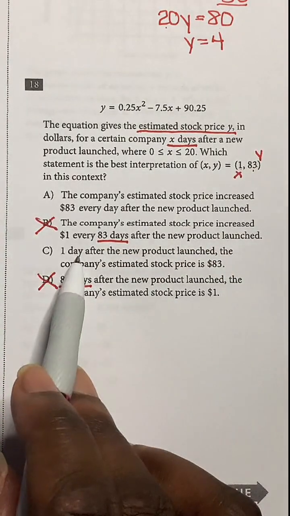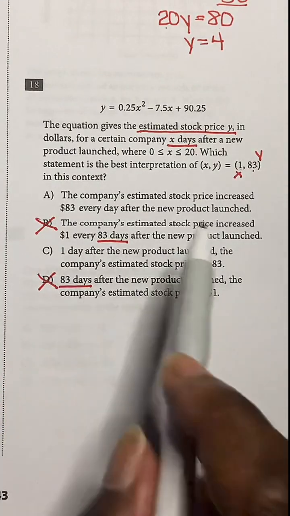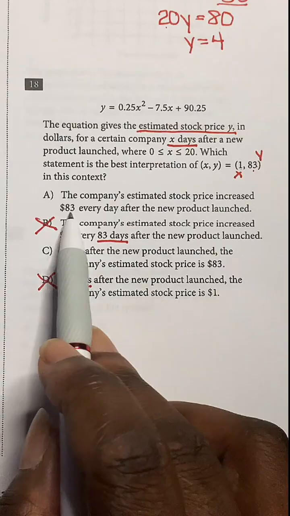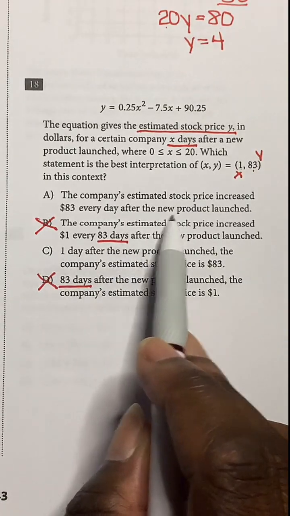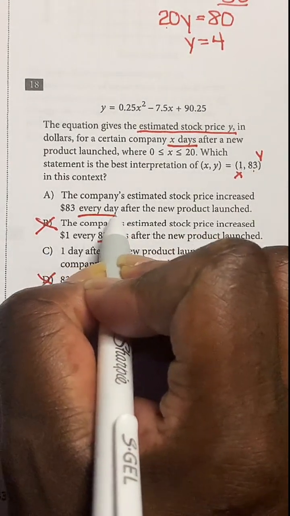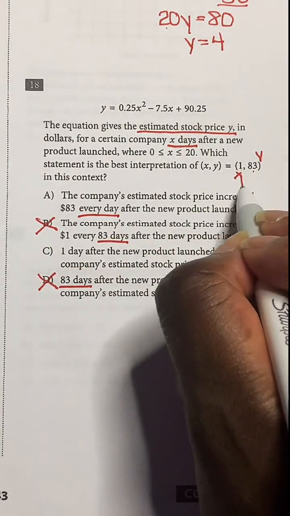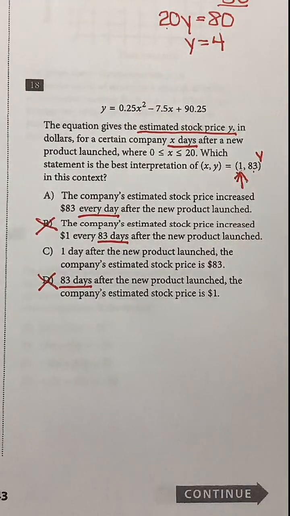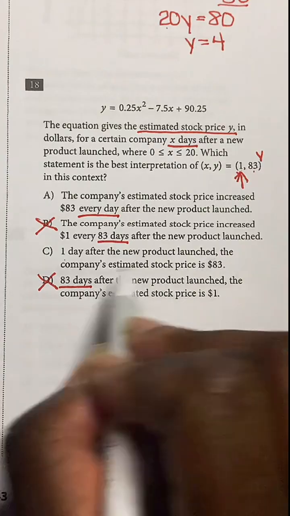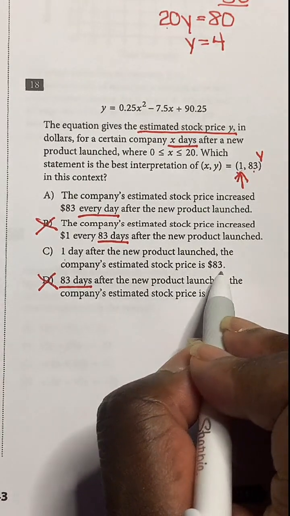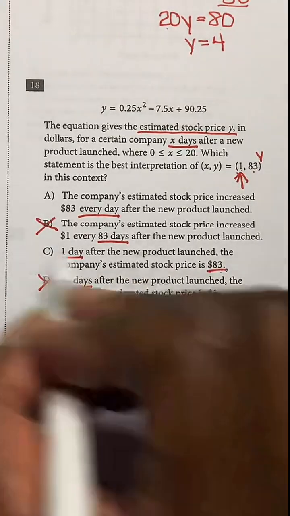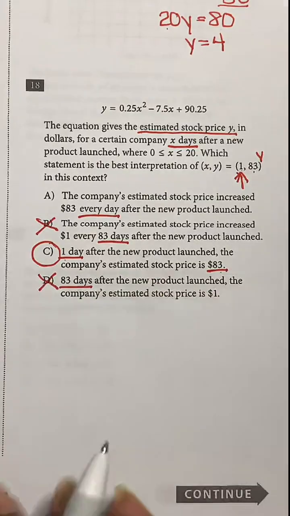Now we're going to take a look at A and C. A says the company's estimated stock price increased $83 every day after the new product launch. This says every day, but we're talking about 1 day. C says 1 day after the new product launch, the company's estimated stock price is $83. This is saying 1 day, and this is saying $83. So C is my answer.